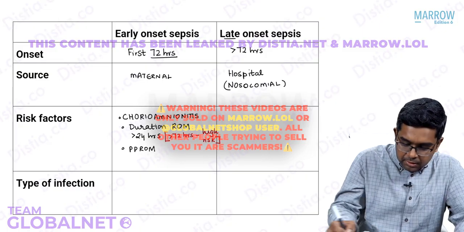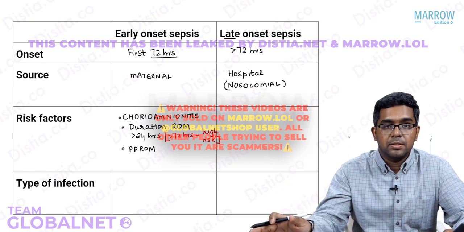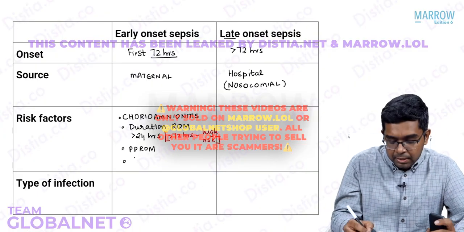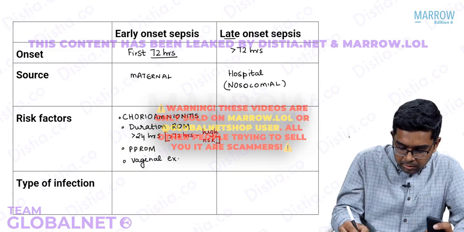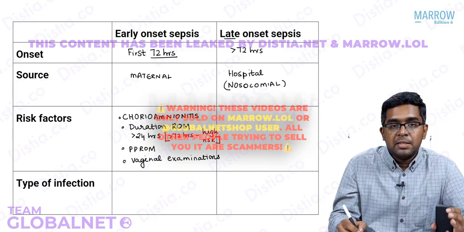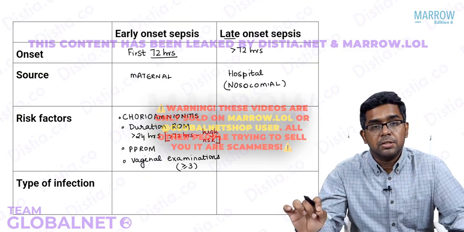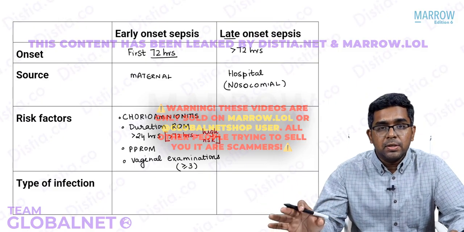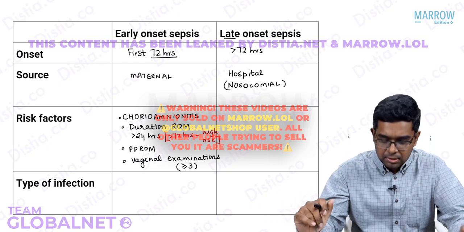The next thing is PPROM. What is that? It is preterm premature rupture of membrane, of any duration is significant. And one more important is number of vaginal examinations in the labor. Especially we are talking about unclean vaginal examinations during labor, especially if it is more than or equal to 3 unclean vaginal examinations. That again is a risk factor for development of early onset sepsis. As you can see, all of them are almost exclusively maternal risk factors for early onset sepsis.